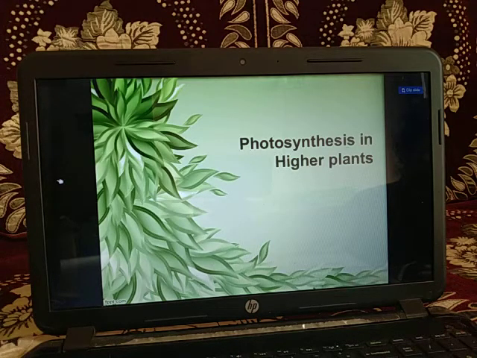Therefore, scientists are busy genetically manipulating the process. Now, what is the magnitude of photosynthesis? The total carbon dioxide available to the plant for photosynthesis is about 11.2 into 10 to the power 14 ton.